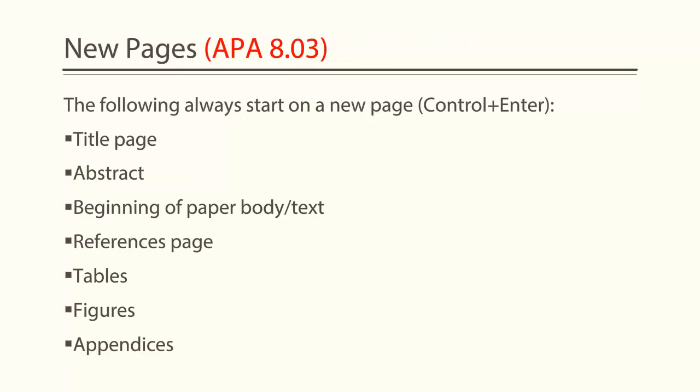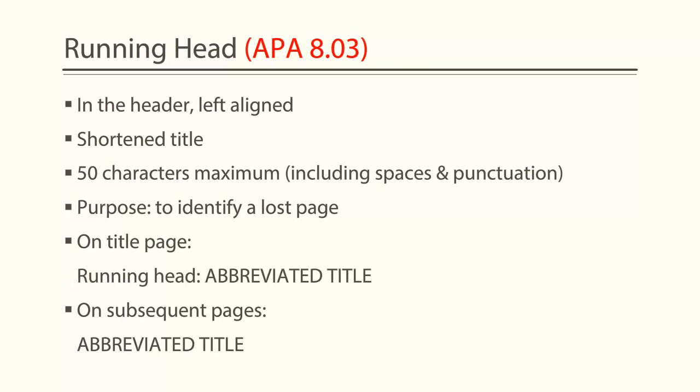The following parts of your paper start on a new page: the title page, the abstract, the beginning of your paper body or main text, the references page, tables, figures, and appendices. In Microsoft Word, you should insert a page break instead of just hitting the Enter key multiple times. You insert a page break by holding down the Control key and pressing Enter. Inserting a page break instead of hitting Enter multiple times will keep these breaks whether you add or delete text throughout your paper.